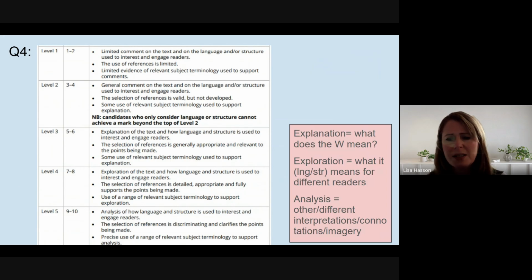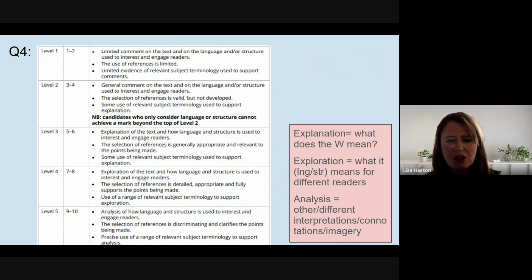Okay, so a reminder then: explanation, what does the writer mean? Exploration, what language or structural techniques mean for the different readers? And then analysis, other or different interpretations, connotations, and imagery. You might find it easier to analyze the language than the structure.